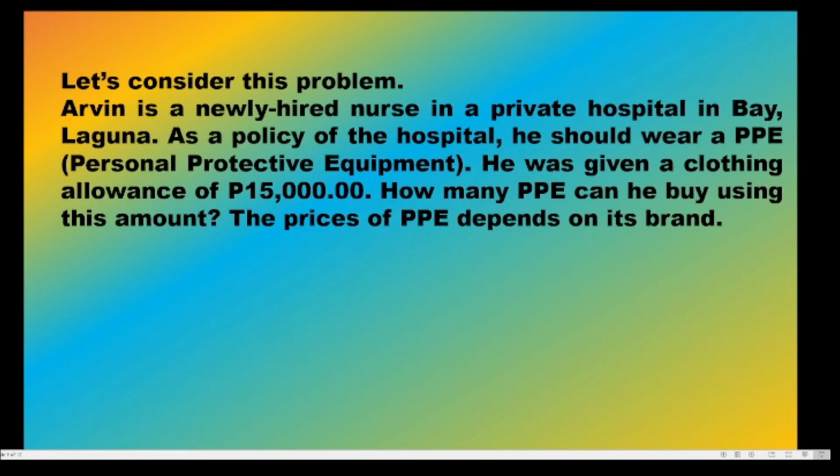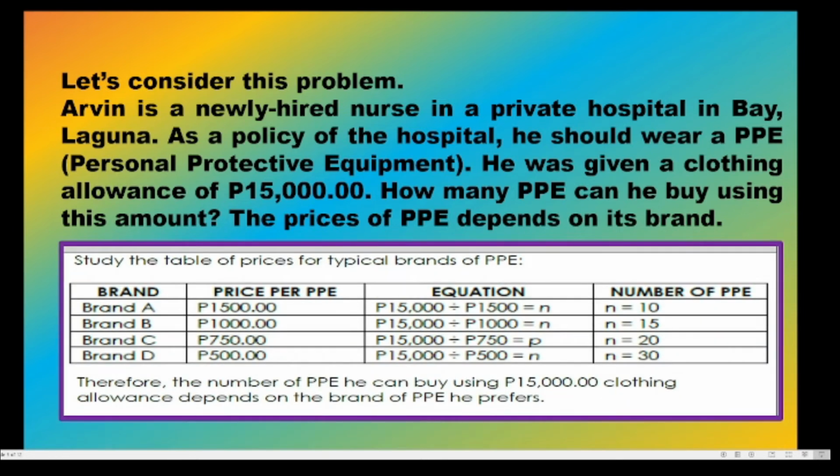Let's consider this problem. Arvin is a newly hired nurse in a private hospital in Bay, Laguna. As a policy of the hospital, he should wear PPE, or personal protective equipment. He was given a clothing allowance of 15,000. How many PPE can he buy using this amount? The prices of PPE depend on the brand. Let us see. We have here four columns: the brand, the price per PPE, the equation, and the number of PPE.